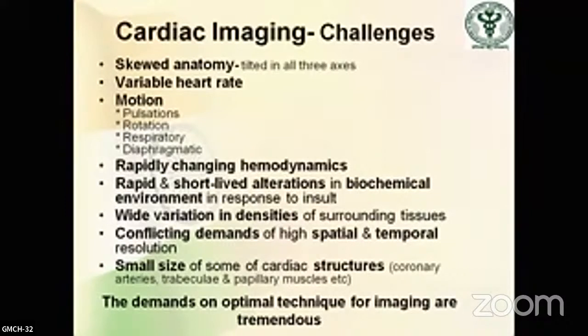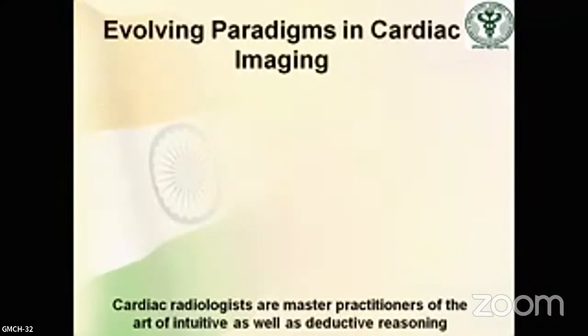So one procedure has a good temporal resolution but a poor spatial resolution. Another technique has a high spatial resolution but not a good temporal resolution. But in the heart, you want an imaging technique which has both high spatial as well as temporal resolution. So the demands on an optimal technique are tremendous. That is why no ideal technique exists to image the heart. Choose why we want to do the imaging, and then we choose an appropriate imaging technique.